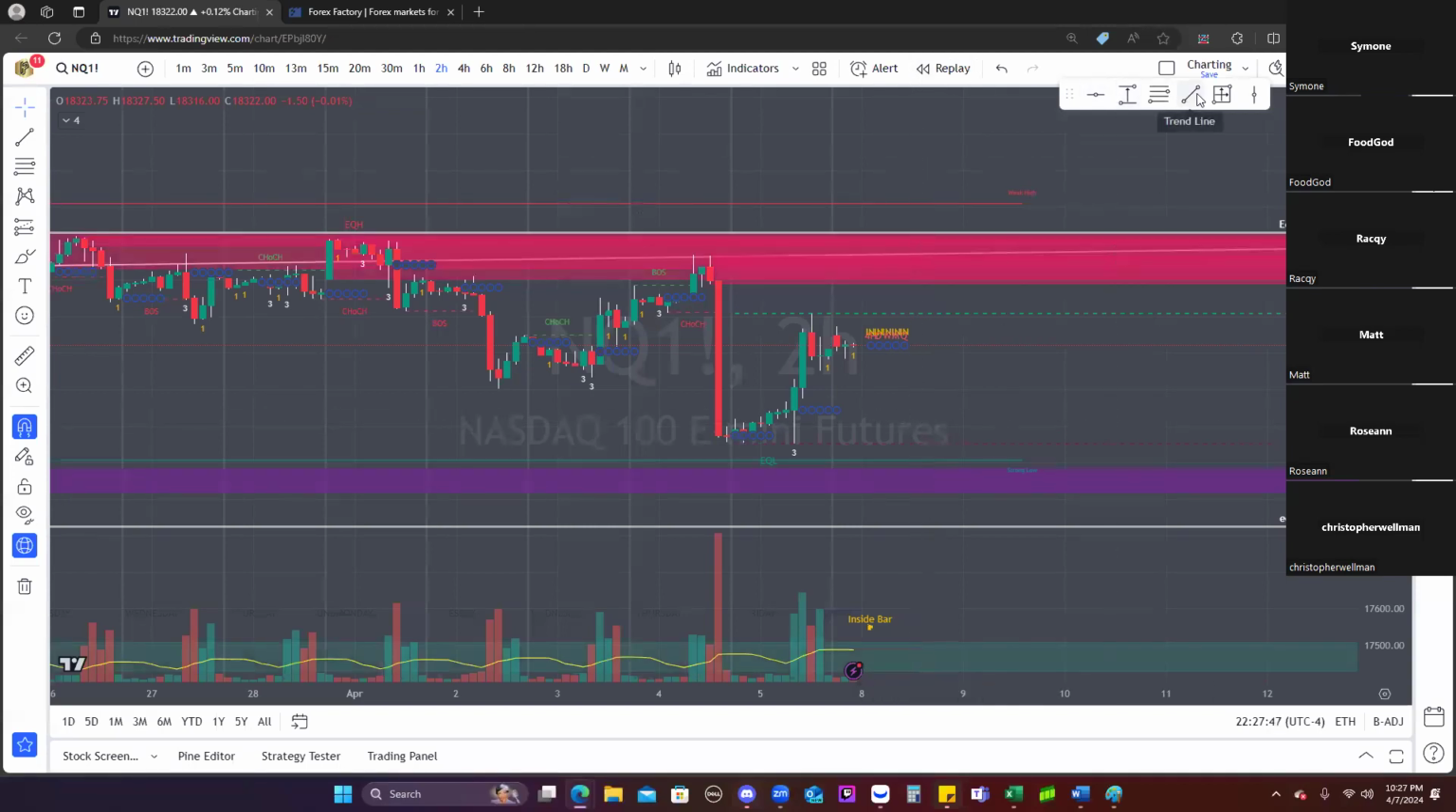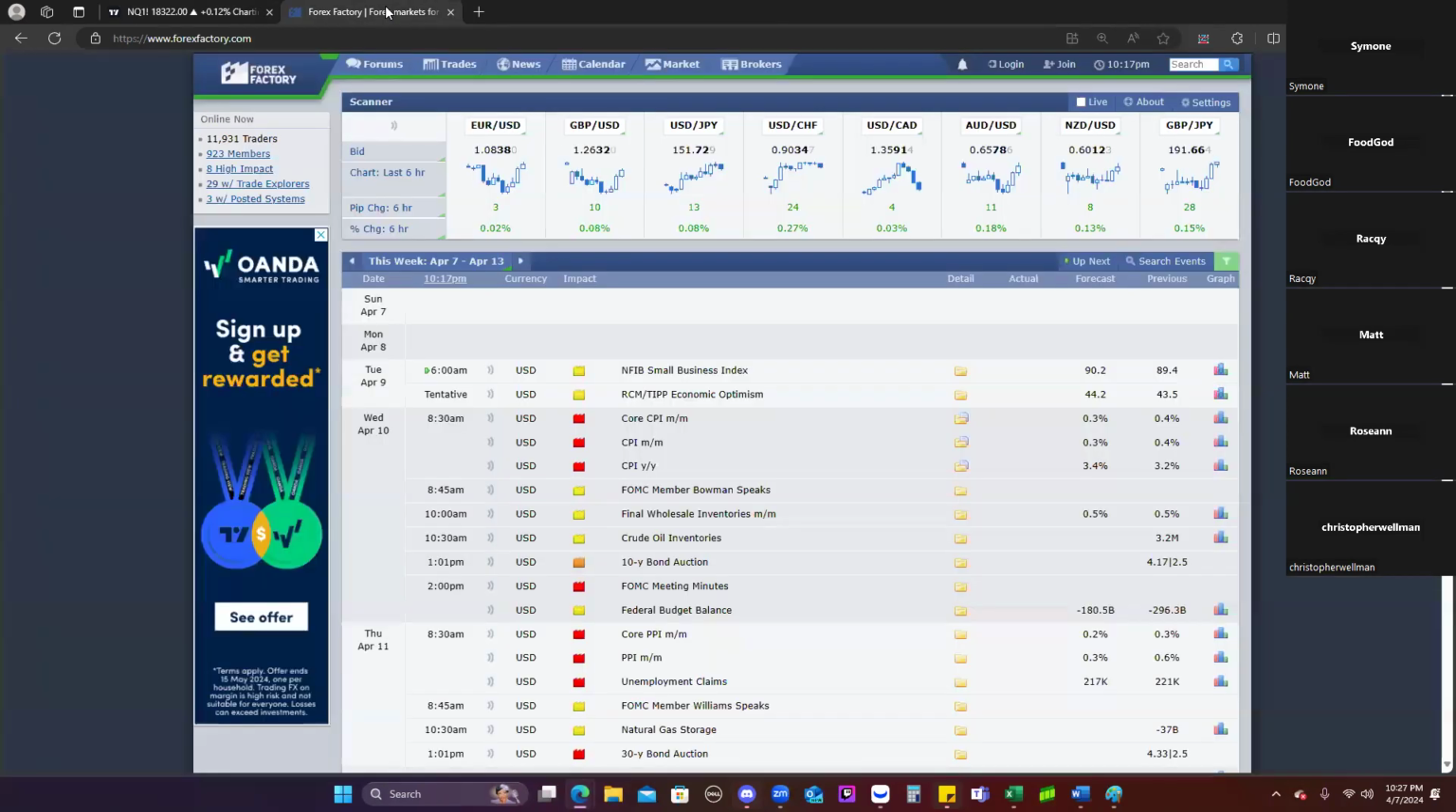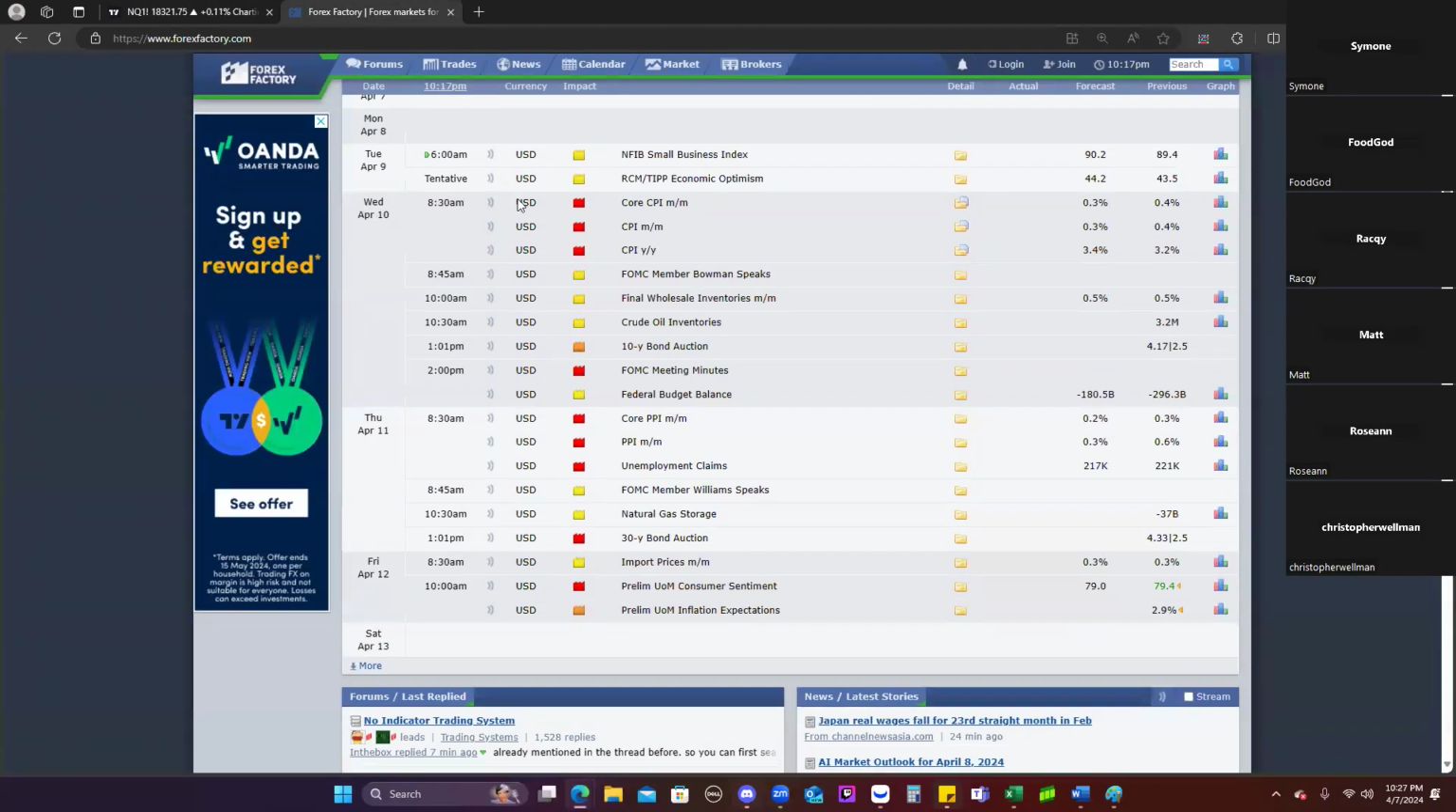CPI on Wednesday, right, or Thursday? It is on Wednesday. One more time, flashing the people. We've got Wednesday, 8:30, core CPI, CPI month over month, and CPI year over year. Shortly after that, we have the FOMC. Somebody's going to be lying to us about something. They're going to have some wholesale inventory month over month, the bond auction. There you go. Bond auction, exciting.